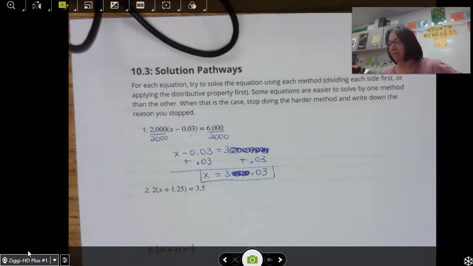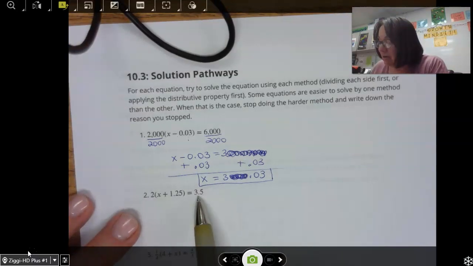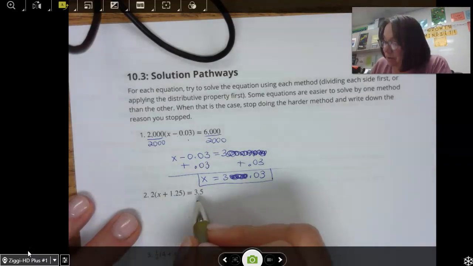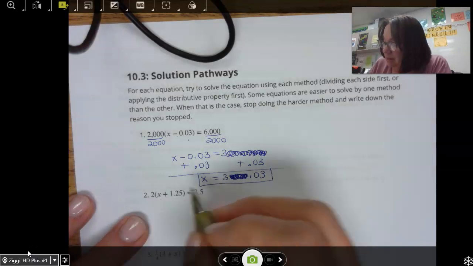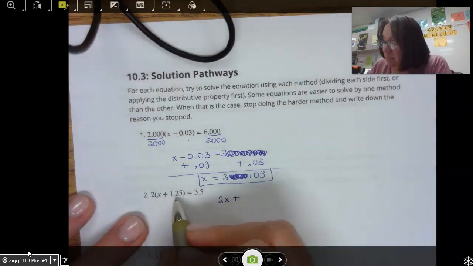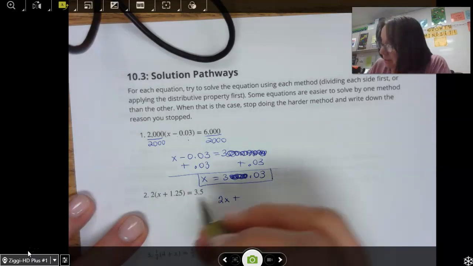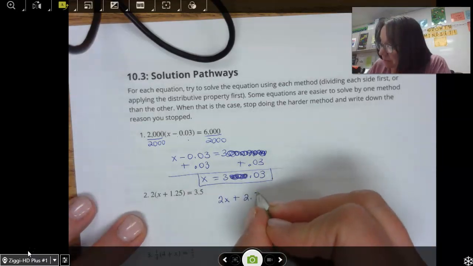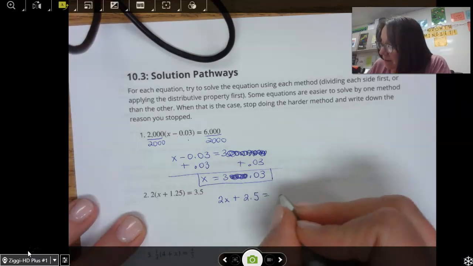Okay, so on this next one, I look at it and I go, oh, 3.5 divided by 2, that's not as easy. So this time I'm going to choose to distribute. So I'm taking 2 times x, which is 2x, 2 times 1.25, which would be 2.5, and that is 3.5.